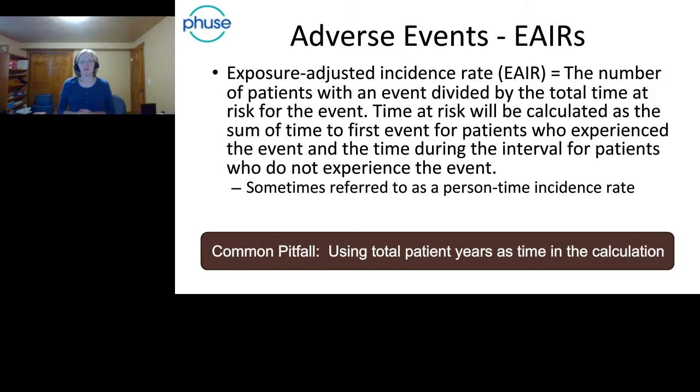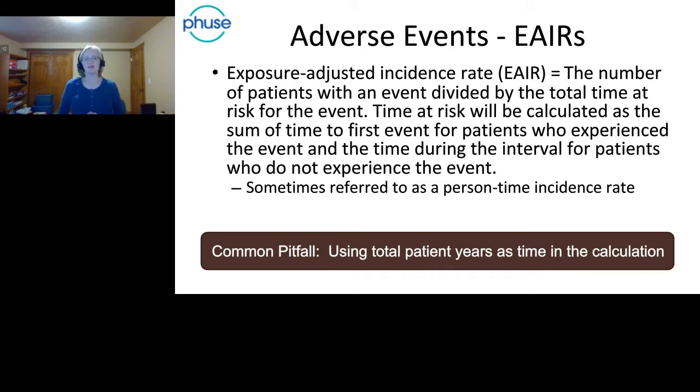So let's talk about exposure adjusted incidence rates for a bit, right? So exposure adjusted incidence rates are the number of patients, not number of events, but number of patients with an event divided by the total time at risk for the event, right? So this is a key part of the definition. So the time at risk is calculated as the time to first event for those patients who have the event. And then it's the time during the interval in which you are looking for events, right? You take that time of the interval for those who don't experience the event. So that is how to make an exposure-adjusted incidence rate.